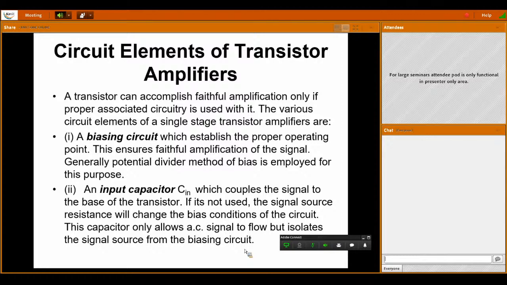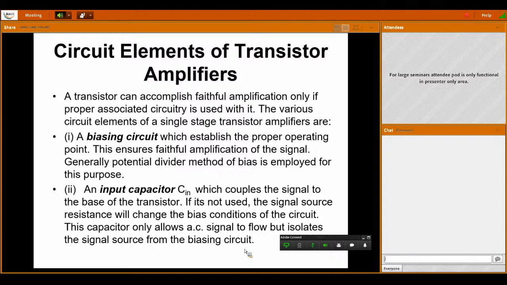So as to calculate your Q-point values. Now when this input resistance of the signal source is added to the base input of your transistor, the Q-point may vary from the center, so we can get a distorted output at the amplifier. In order to avoid that, we are going to connect a coupling capacitor.